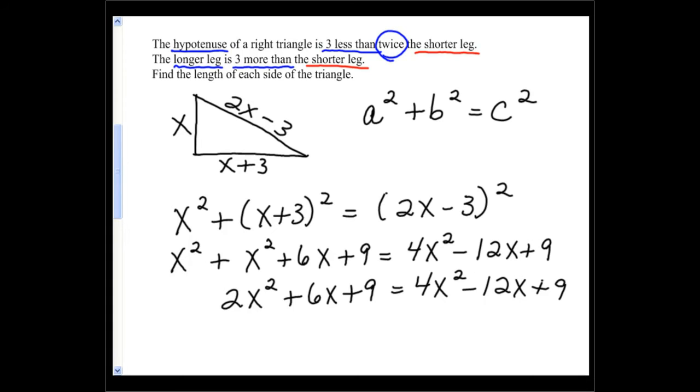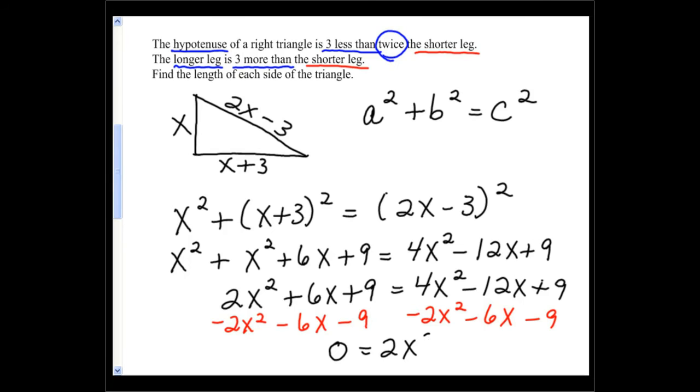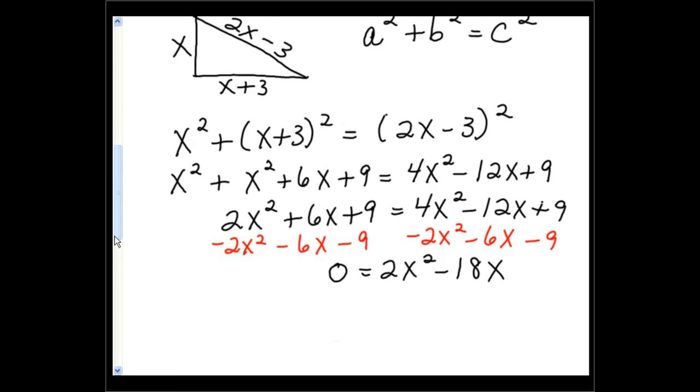Now setting it equal to 0, we'll need to subtract the 2x squared. We'll have to subtract the 6x. And then we'll have to subtract 9. So we now have 0 equals 2x squared minus 18x. Now factoring that, well, there's a greatest common factor. We can factor out the 2, and we can factor out an x. So 0 equals 2x times (x minus 9).